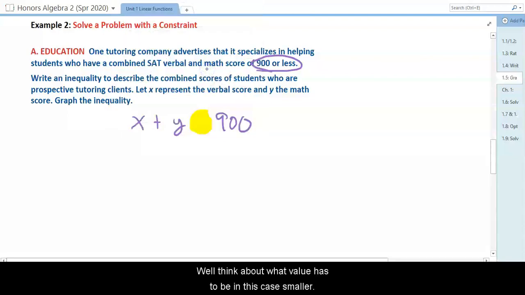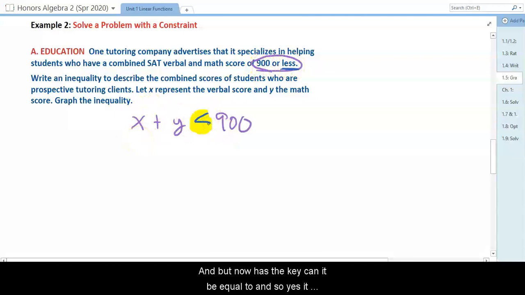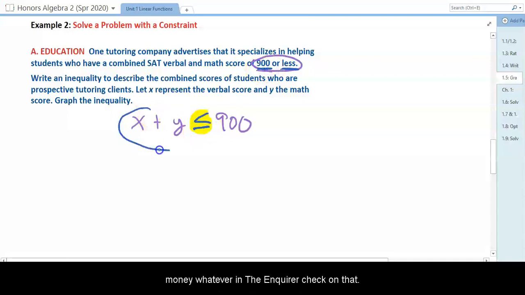Well, think about what value has to be smaller. Is the combination of math and verbal going to be smaller than the 900, or is the combination going to be larger than the 900? Well, it told us 900 or less, so it's going to be less. But now here's the key. Can it be equal to? And so yes, it can, because it said a score of 900 or less. And so here's my inequality. I've written the inequality. Check on that.